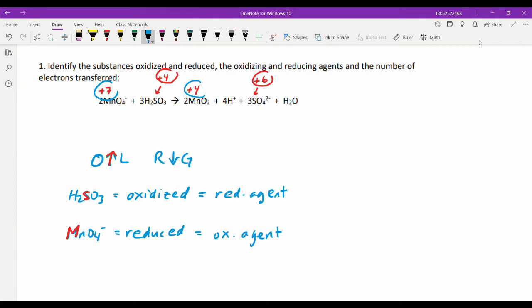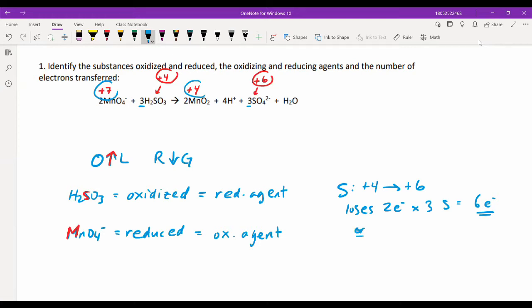The last thing we have in the question is just to do the number of electrons transferred. So if we take sulfur, for example, it's going from +4 to +6 in this reaction. And so it's losing 2 electrons, but this is where we want to keep track of how many there are. There's actually 3 sulfurs in the reaction. So we end up getting 6 electrons that would be lost. And that's going to be the answer for how many electrons are transferred.